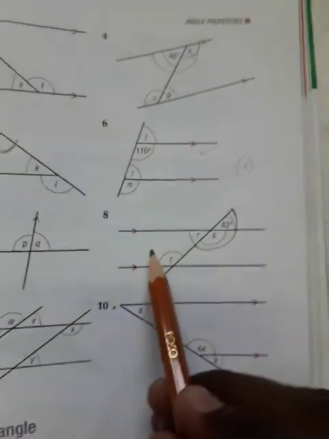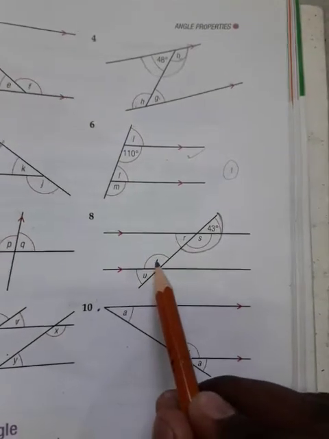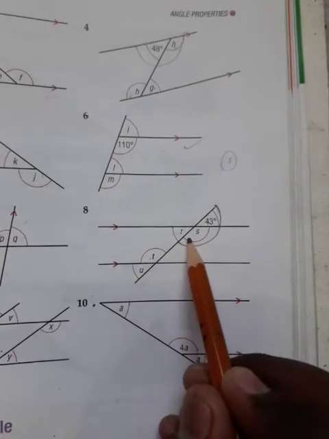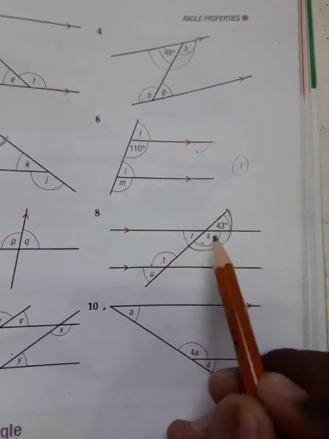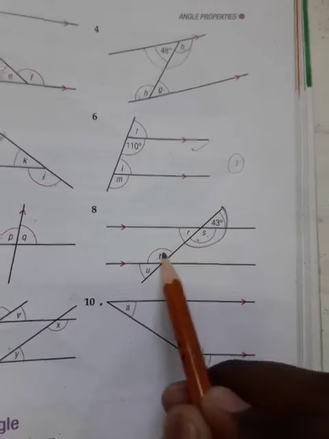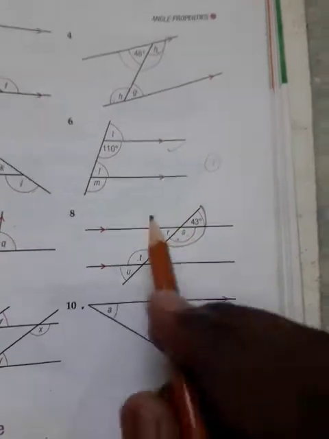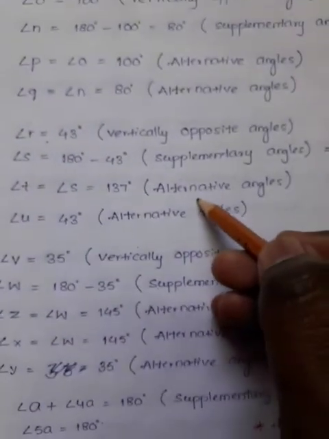Okay. Now coming to T. So angle T is what? Inside the parallel line. I can compare with the angle S. So angle T equals angle S. That means angle S is how much? 137. So T is also 137 degrees. So those are alternate angles. Now coming to U.